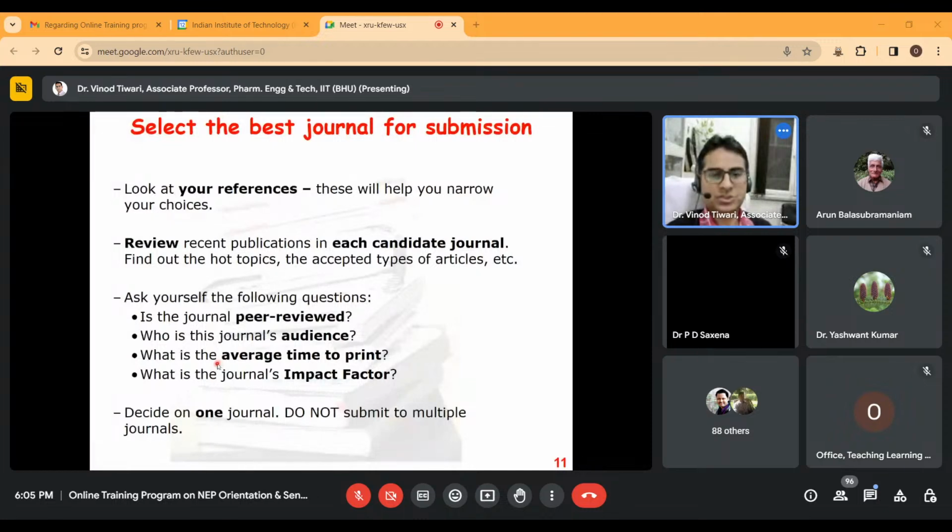You also need to check what is the average time to print. If the journal is taking 6 months, 8 months, or 1 year, you don't want that kind of journal, right? You want something which can publish, if not too quick, then at least in a period of 2 to 3 months. It should be online, your article.